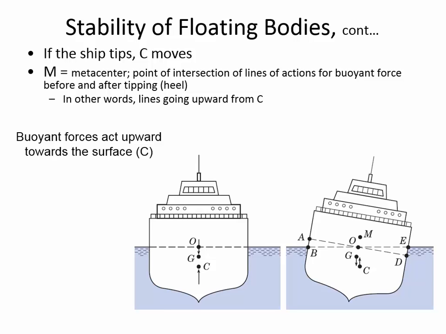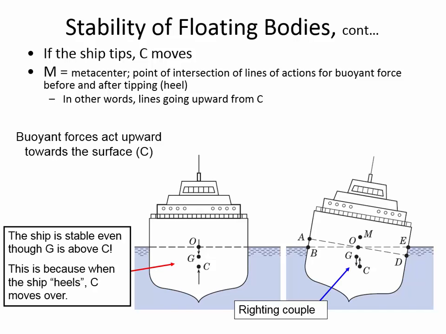The metacenter is a point that the center of buoyancy is always pointing towards. Now, even though the center of gravity is above the center of buoyancy, that's what makes this stable. I mean, the best case scenario is that your center of gravity is beneath the center of buoyancy.